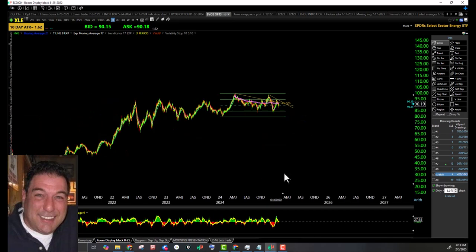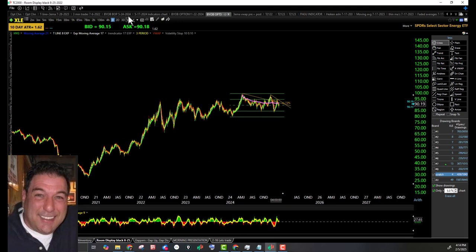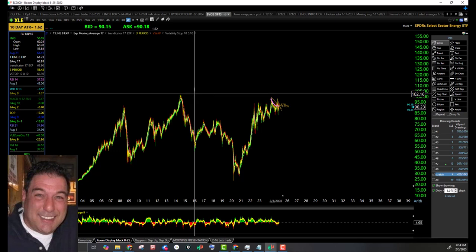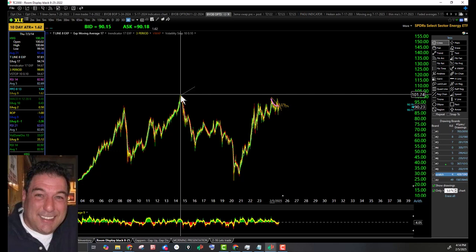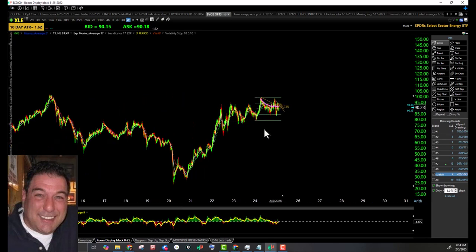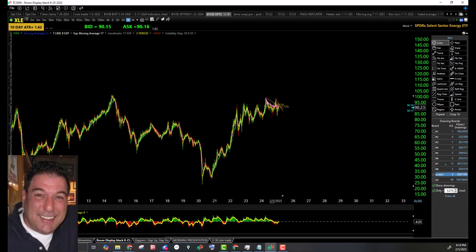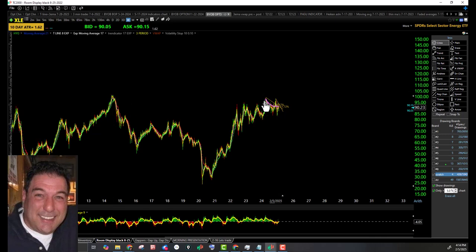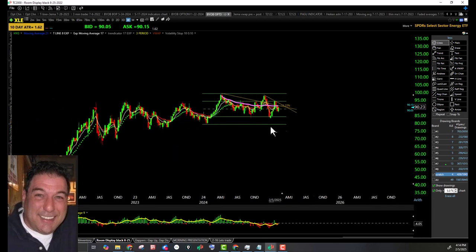You can see if you go back a little further, yeah, we got a high back here in 2014. Okay, we have not hit that. So it's actually a 10-year high. I should probably write that in there. It's a 10-year high anchored VWAP right there.